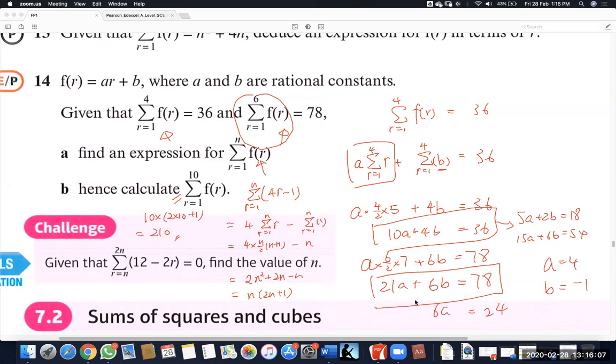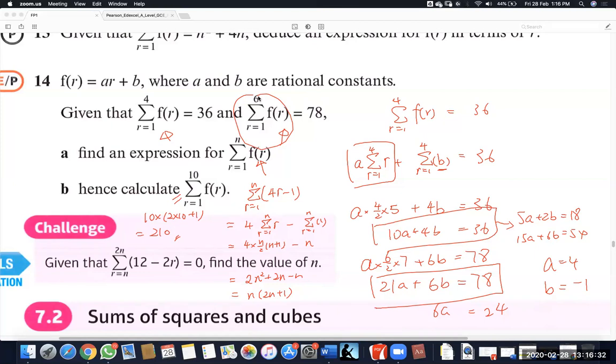Why is it 21A plus 6B equals 78? Shouldn't it be like 12A? No, 6/2 is 3. 3 times 7 is 21. Why is it 7? 6 plus 1 here. Oh, yeah, never mind. It's n over 2 times n plus 1. I had 3 plus 1 by accident. Oh, it's 8, 6, okay? Okay, yeah.